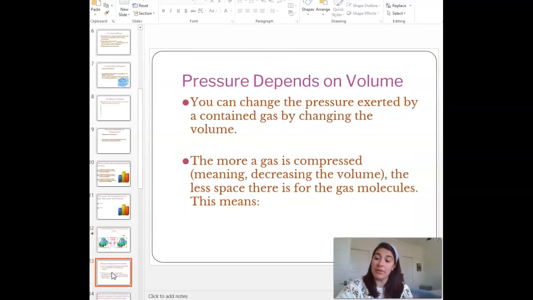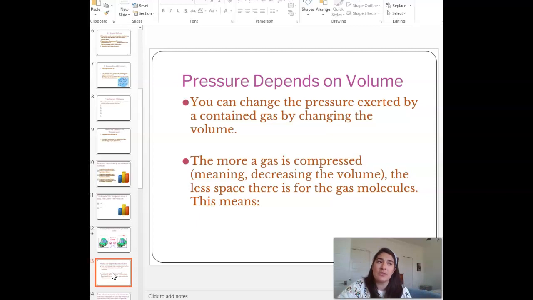Pressure depends on volume. So this is another one. It says you can change the pressure exerted by a contained gas by changing its volume. So the statement here reads that more gas is compressed, meaning you're decreasing the volume.